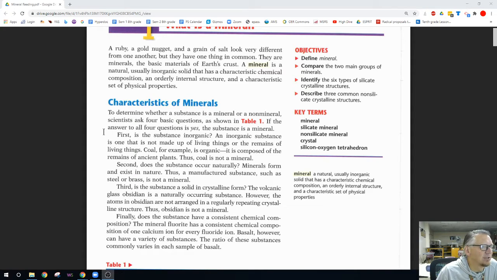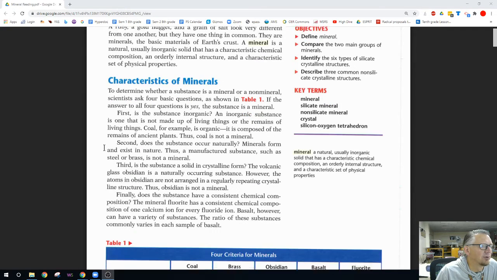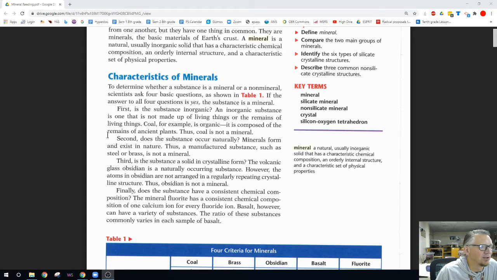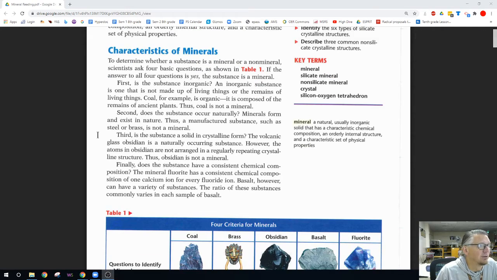First, is the substance inorganic? An inorganic substance is one that is not made up of living things or the remains of living things. Coal, for example, is organic. It is composed of the remains of ancient plants. Thus, coal is not a mineral. Second, does the substance occur naturally? Minerals form and exist in nature. Thus, a manufactured substance such as steel or brass is not a mineral.